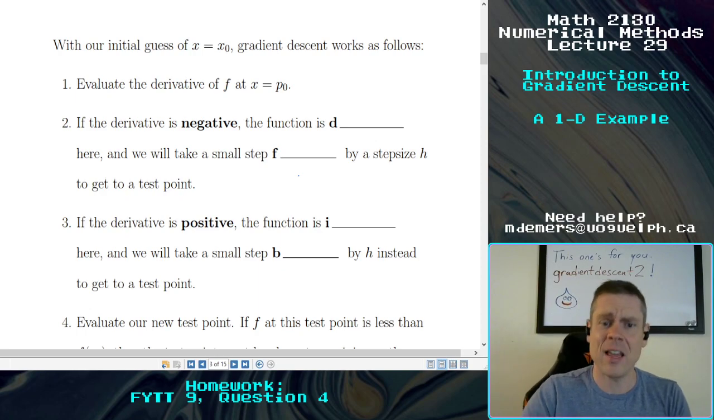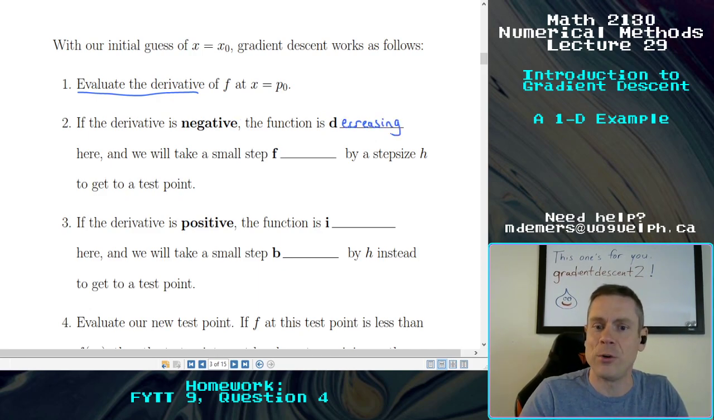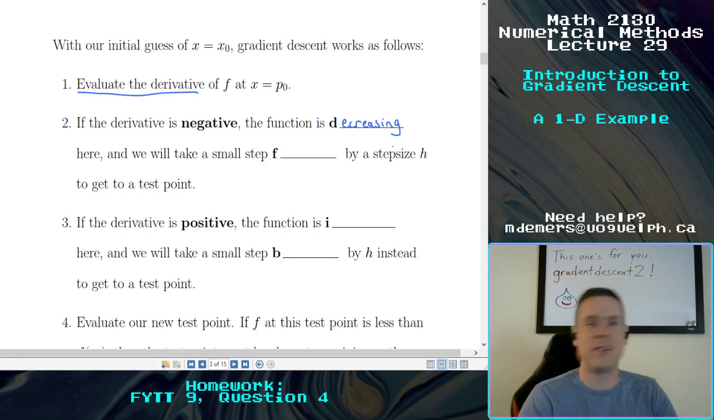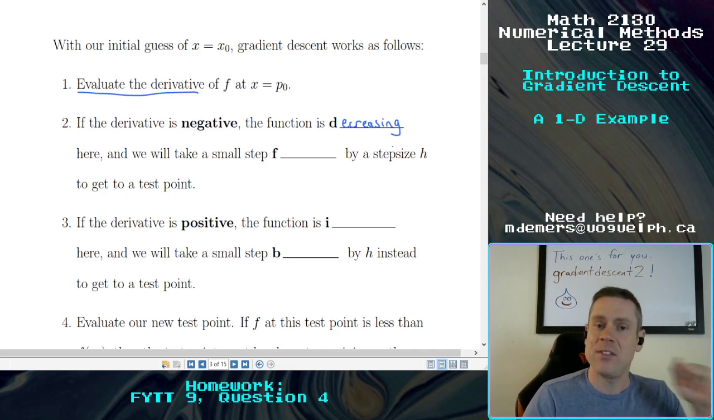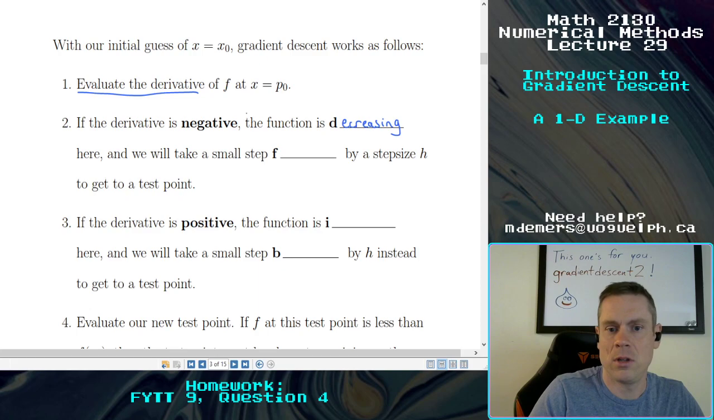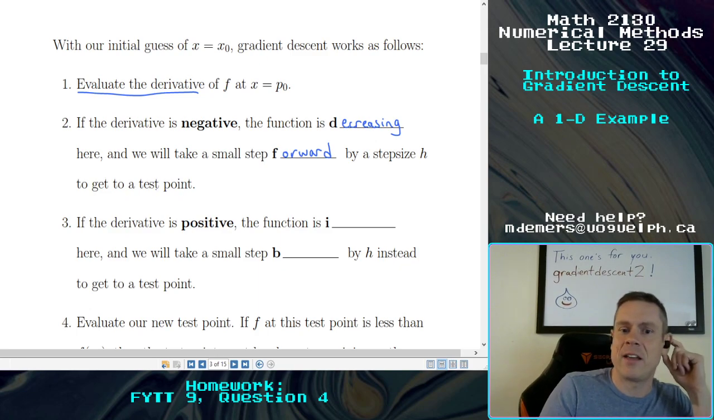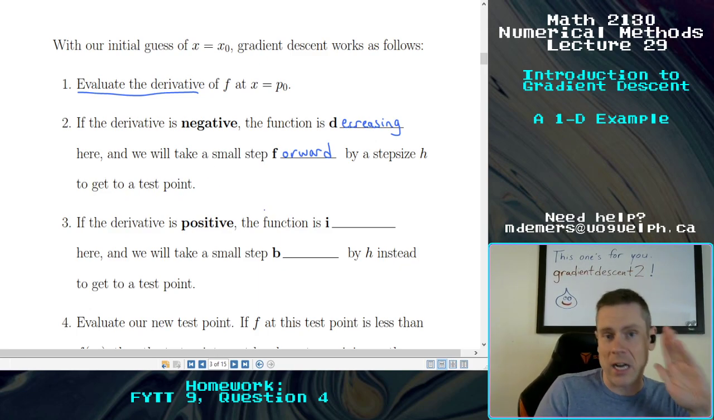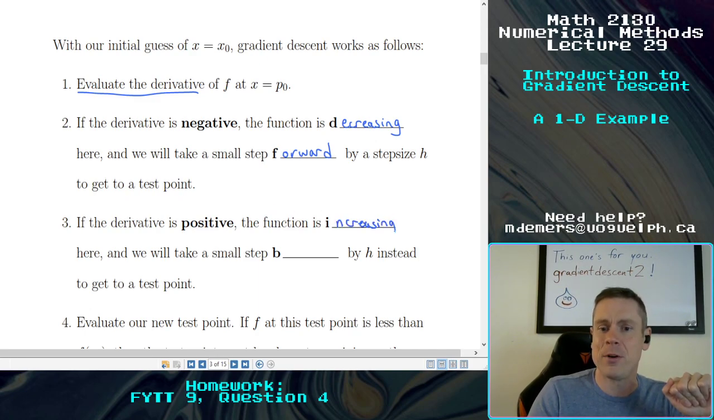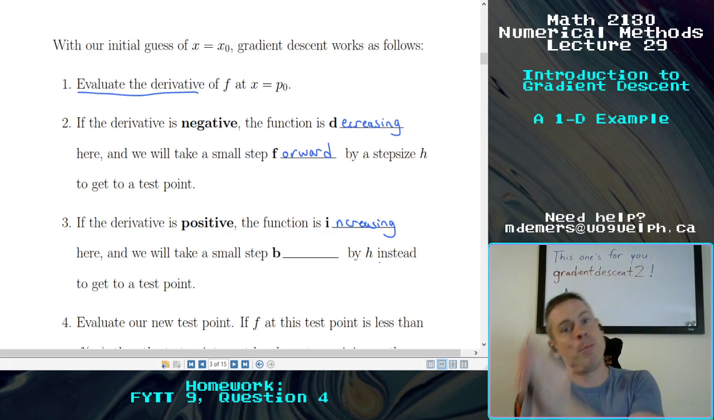So, as I said, we're going to take our guess and evaluate the derivative as a first step. If the derivative is negative, the function's decreasing. That's nothing new, just stuff you should know from first year. It shouldn't be stressful. Because it's decreasing, if we take a small step forward, we should go down. If our goal is to minimize a function, we're going to get to a test point that's forward. On the other hand, if the derivative is positive, the function is increasing, which means it's coming up from a place where it was less, and so my next guess is going to have to be a step backward.